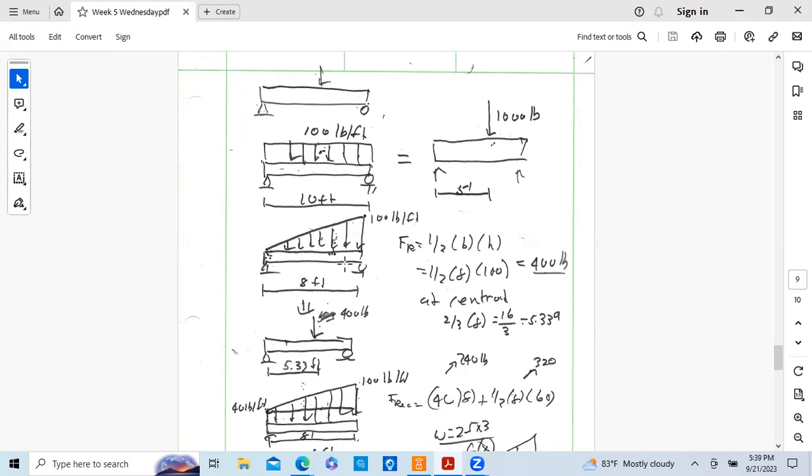So instead of drawing this beam, I draw this beam, a concentrated load of 400 pounds, acting 5.33 feet from the left support. This I can solve very simply. This I can't. Okay, so this is a simplification.